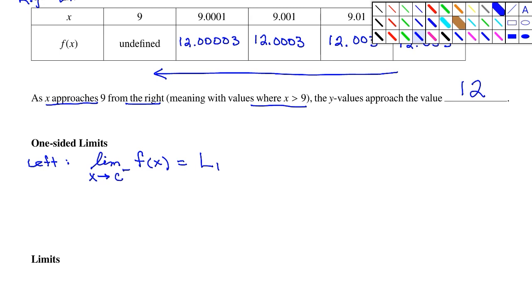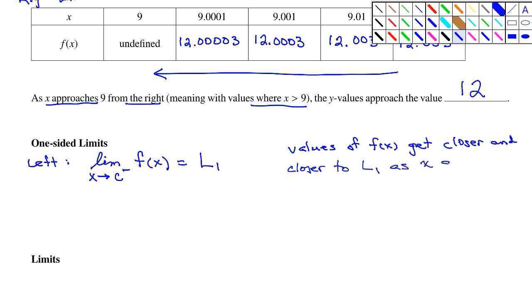And what this means is that the values of the function f of x get closer and closer to L1, that's called the limit, as x gets closer and closer to C with the x's less than C.